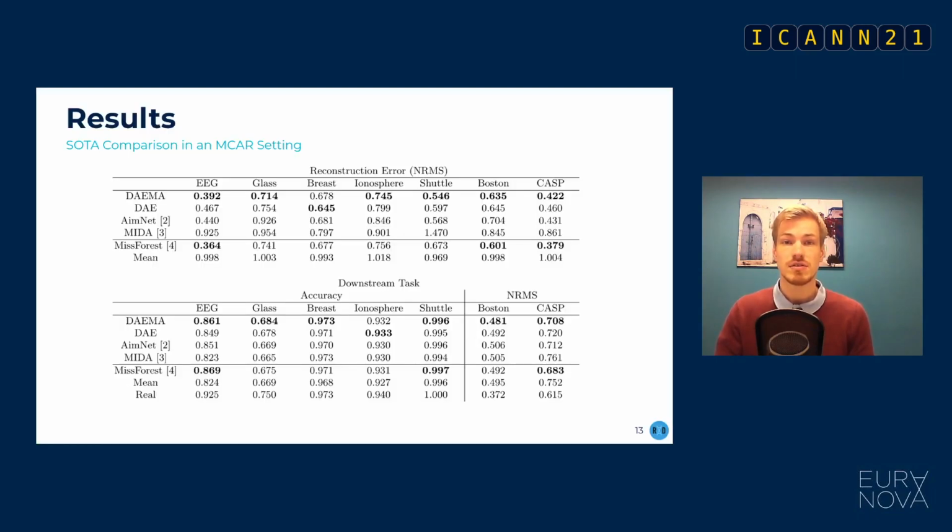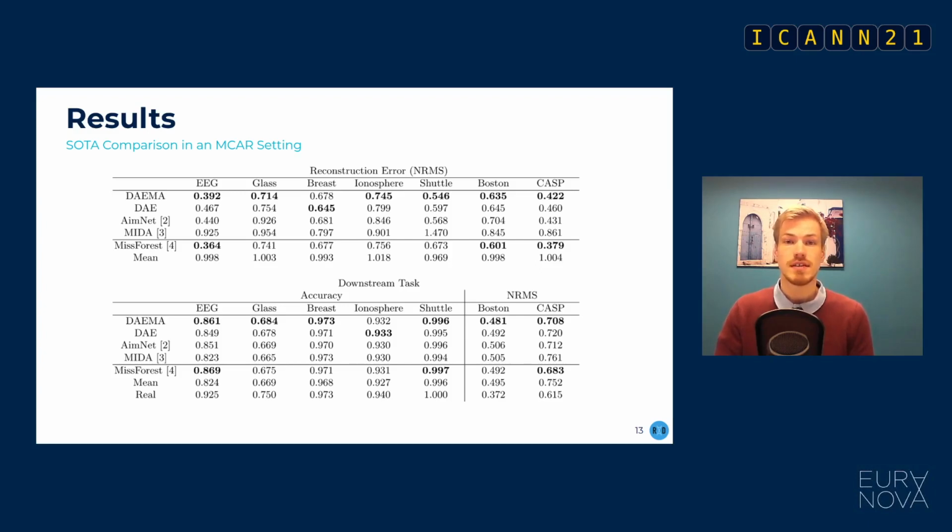The baselines used to compare to are DAE, the denoising autoencoder at the core of DAEMA, AIMNet, a state-of-the-art neural network which uses attention in a different way than DAEMA, MIDA, another denoising autoencoder, and MISForest, a state-of-the-art algorithm using random forests. The latter is not directly comparable as it is meant to impute a whole dataset at once rather than to learn an imputation function. The mean imputation and perfect reconstruction are shown as indicative lower and upper bounds.